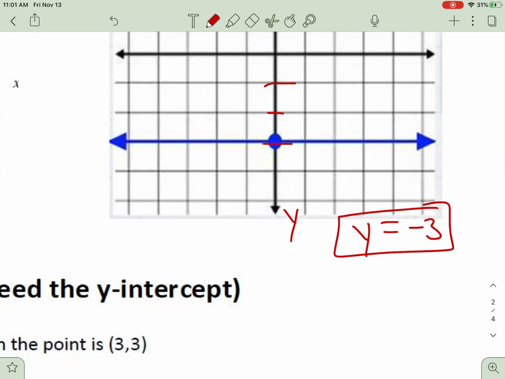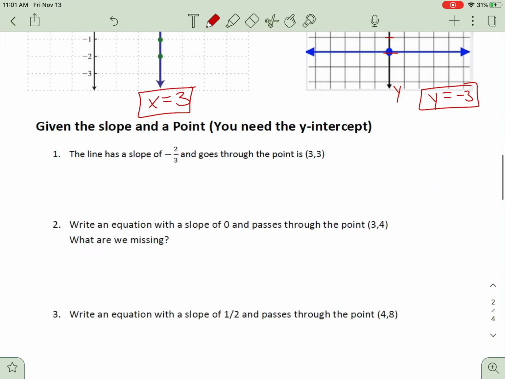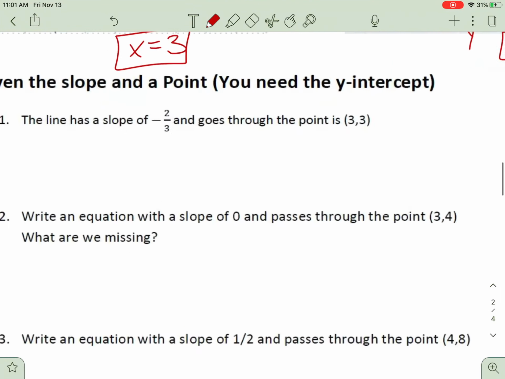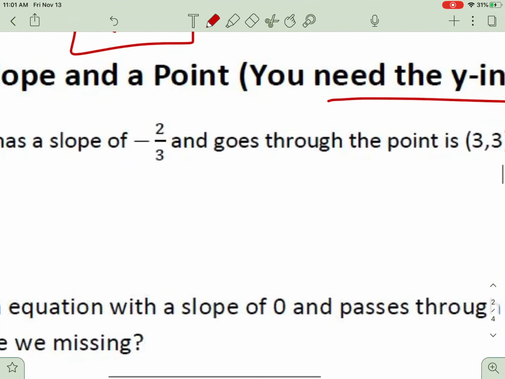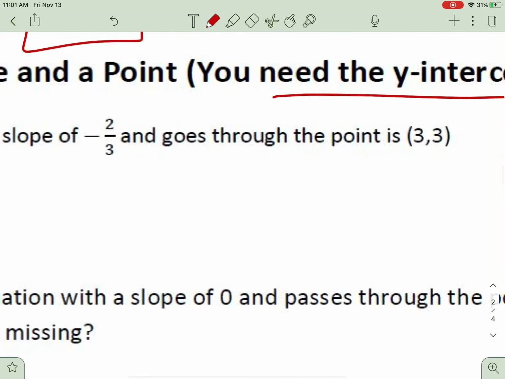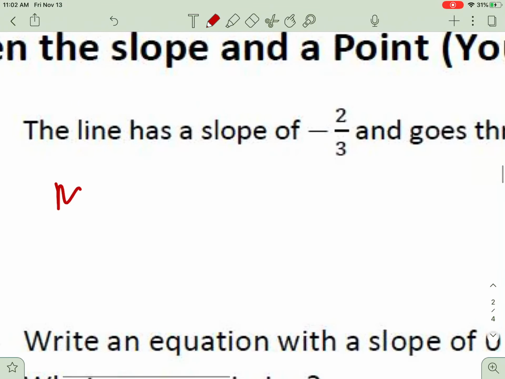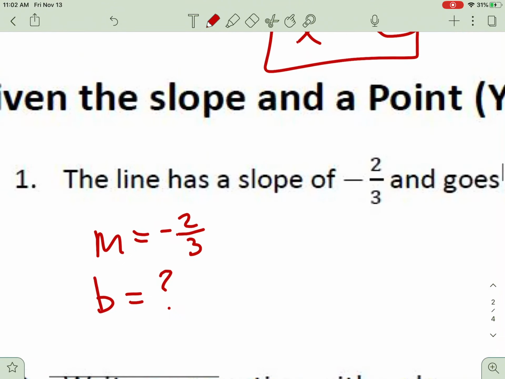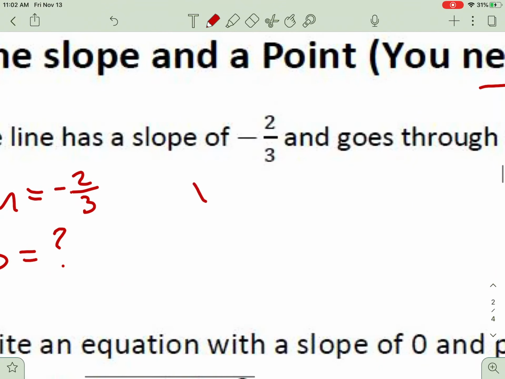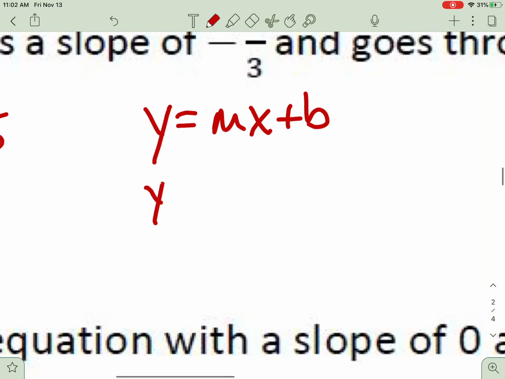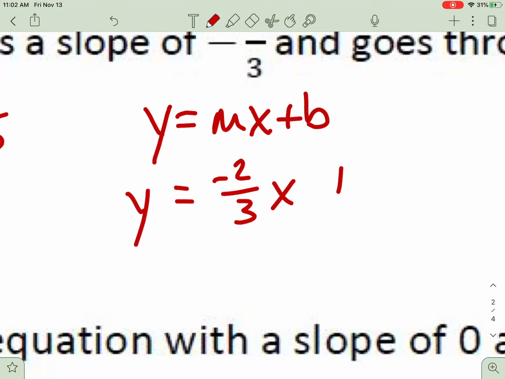All right, let's continue on here. Given a slope and a point, you need the y-intercept. So now we have a slope and we have a point. Well, there's no y-intercept right here, right? At least we know that this is an x and a y coordinate. So we know that m is negative 2/3. We just don't know what b is yet, but we can figure it out. Let's write our formula, y equals mx plus b, slope-intercept form. We have our slope is negative 2/3. We don't know what x and y are, and we don't know what b is.